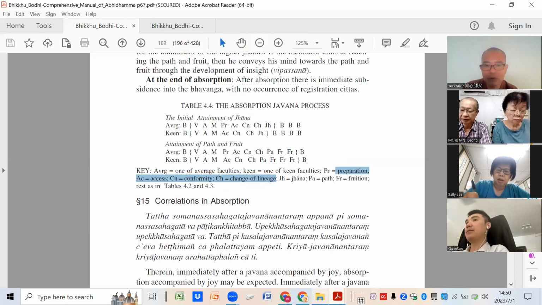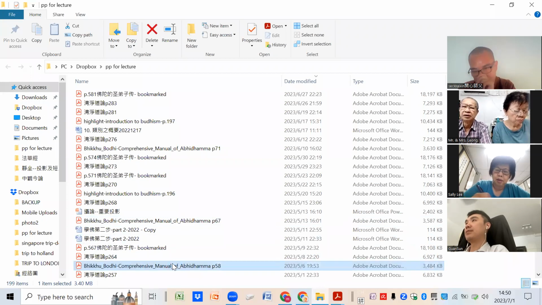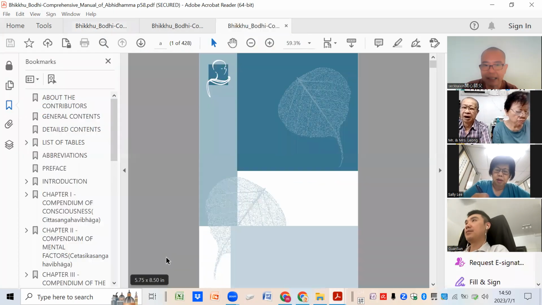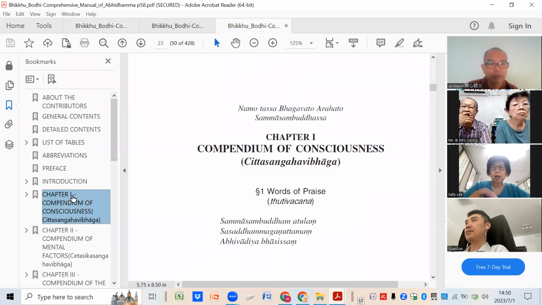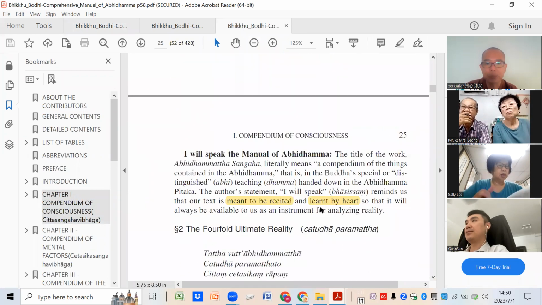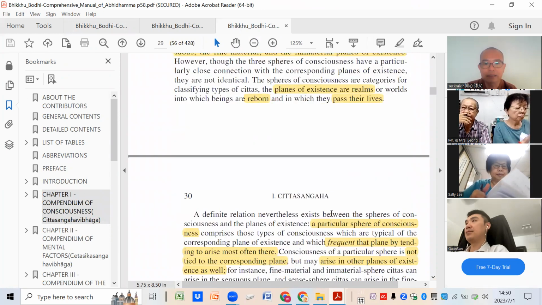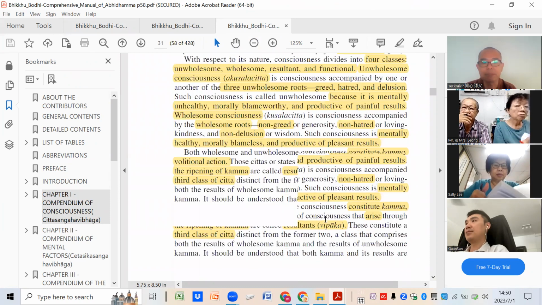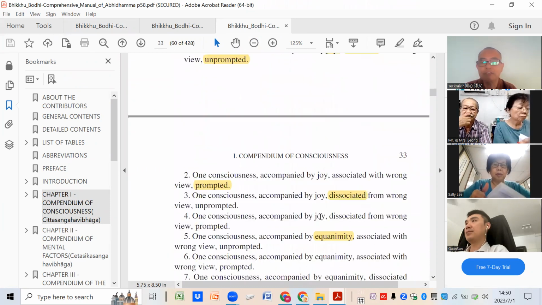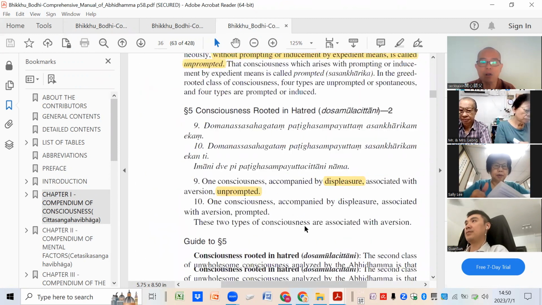I need to open one more file. Okay, class, take a look. Let me show you what is there. Actually, you learned all this before. You see chapter one. Let's see whether you can remember or not. In chapter number one, after the unwholesome consciousness, we start to talk about the wholesome consciousness.